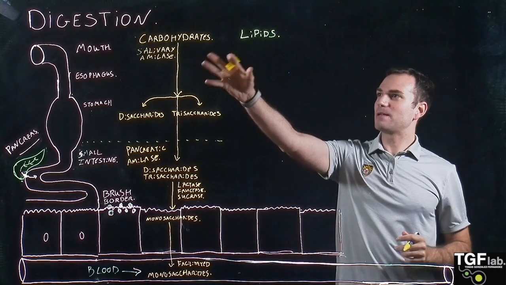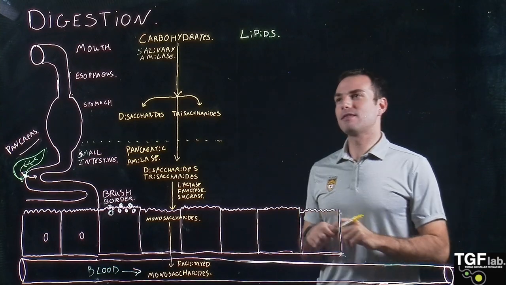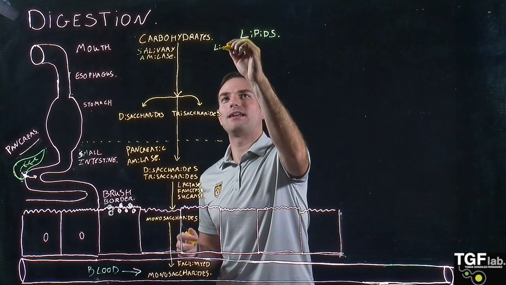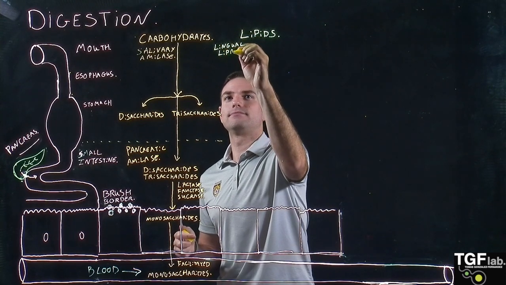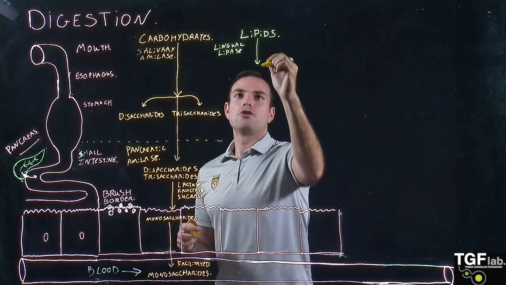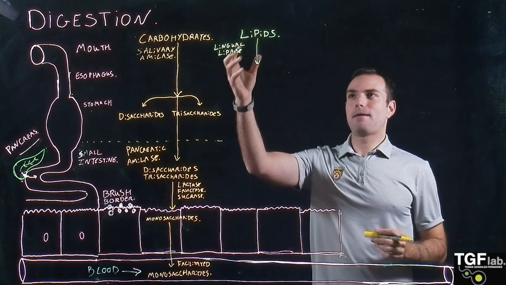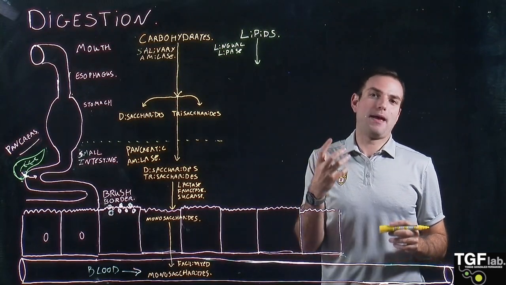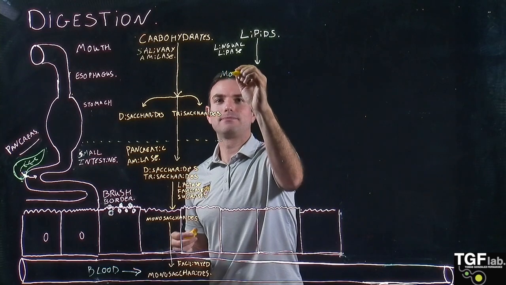Okay, so very similarly to the carbohydrates, the digestion of the lipids is going to start here in our mouth, and this is going to be due to another enzyme that is called the lingual lipase. Okay, so this lingual lipase is going to digest many of the lipids, the triglycerides, into less complex triglycerides, into monoglycerides.